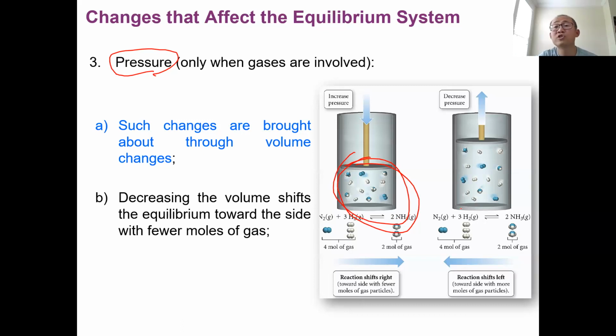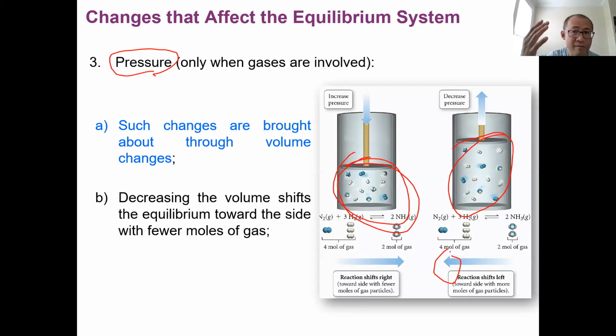So if you increase pressure, decreasing the volume, then the reaction will shift to the right to produce more ammonia, because you're using 4 moles to produce 2 moles to decrease the amount of gas, so that the volume can be smaller, because it's too crowded. The same applies if you decrease the pressure and increase the volume, which means you have more space. Then the system will produce more gas. The system will shift to the left, because the left side has more gas, 4 moles of gas versus 2 moles of ammonia.